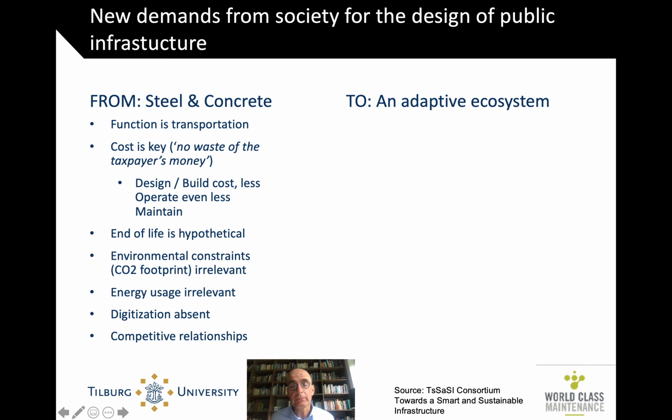The relationship in the infrastructure between the asset owners that asked for the new infrastructure and the engineering firms that designed it and the contractors that built them, are pretty competitive, price driven, and not really aimed at collaboration. More keep your cards in front of you. And that moves then towards an adaptive ecosystem. And some of these quotes I have from an ongoing research project together with several of the parties in this infrastructure.